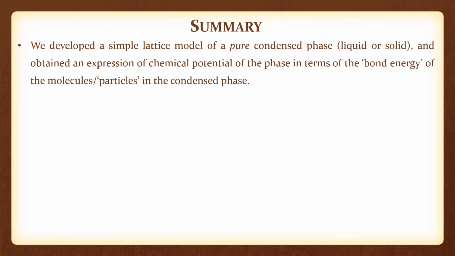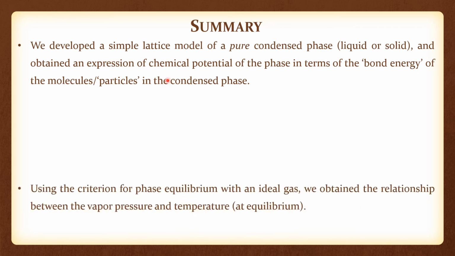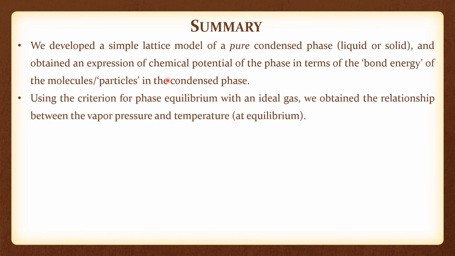So to summarize, in this lecture, we have developed a simple lattice model for a pure condensed phase, whether it is liquid or solid. We have obtained an expression of chemical potential of the phase in terms of the bond energy of the molecules or particles in the condensed phase. This is typically secondary bonds. Using the criterion for phase equilibrium with an ideal gas, we obtained the relationship between vapor pressure and temperature in terms of this bond energy.